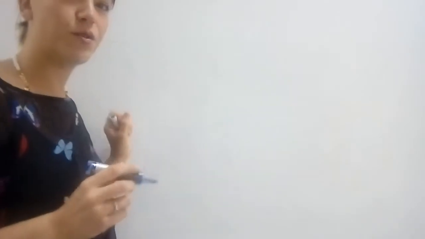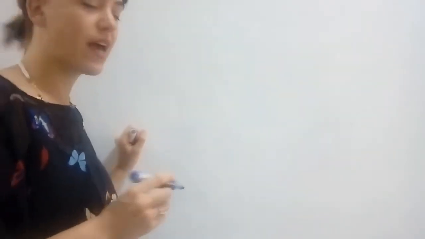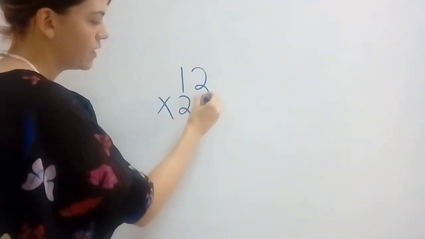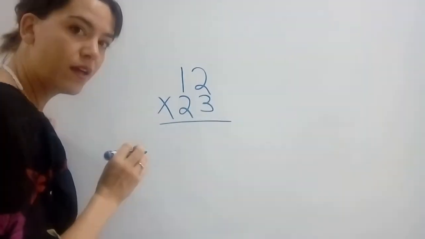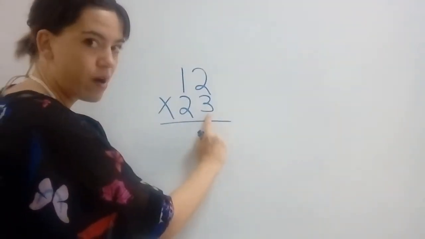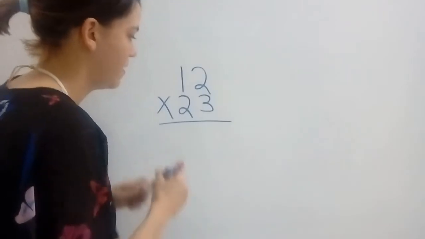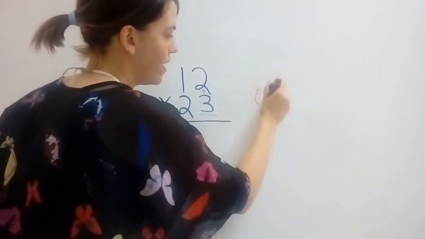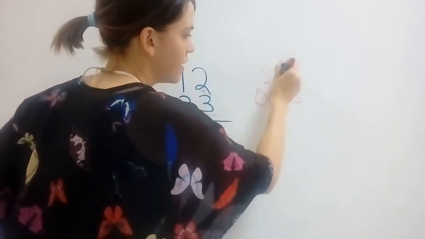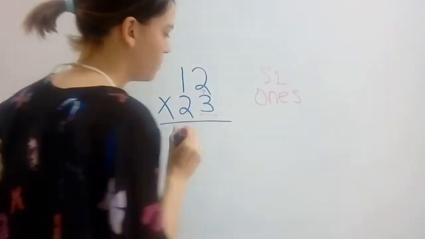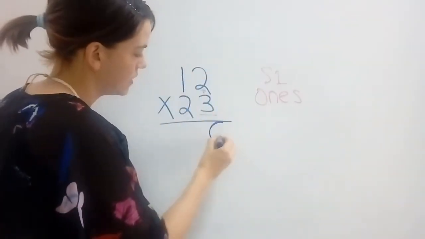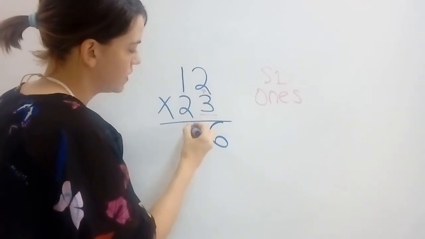If I tell you to multiply two numbers together, for example, 12 multiplied by 23. The first thing is you look at this bottom one here. And you first multiply the ones. Step 1, multiply the ones. 3 times 2 is 6. 3 times 1 is 3.